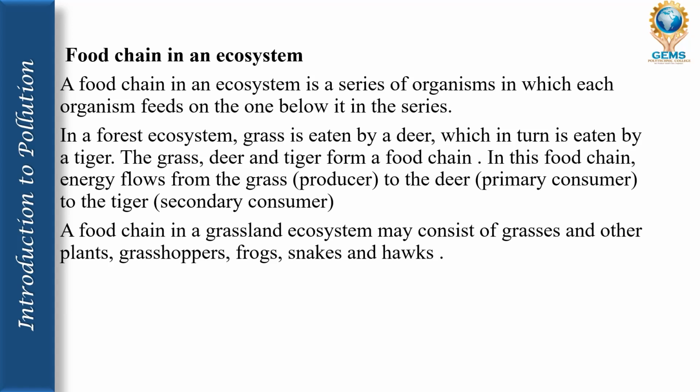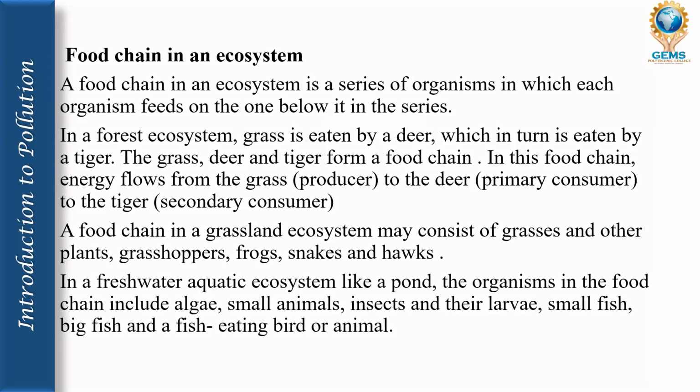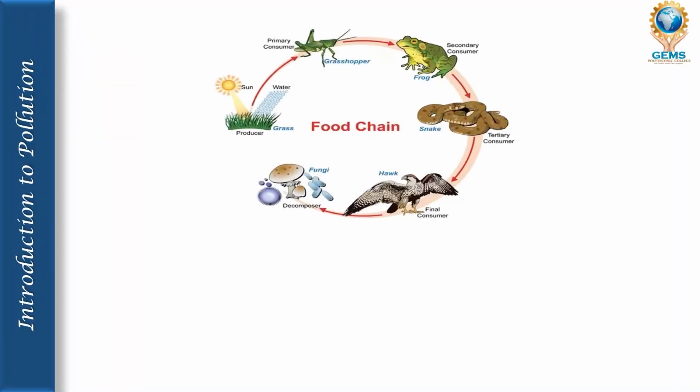A food chain in a grassland ecosystem may consist of grasses and other plants, grasshoppers, frogs, snakes and hawks. In a freshwater aquatic ecosystem like a pond, the organisms in the food chain include algae, small animals, insects and their larvae, small fishes, big fishes and fish-eating birds or animals. This picture shows that.